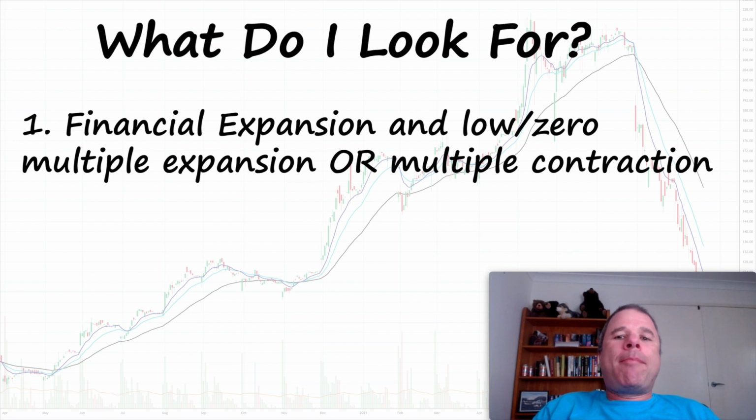So what do I personally look for? I do look at this all the time. Every single time I look at a company, I just want to see why the share price has been increasing over a long period of time. So the longer, the better. And the main things I'm looking for here are financial expansion. I'm always looking at the revenue, operating cash flow, and profit increasing through time. And if it is increasing through time, I prefer to see very low or zero multiple expansion, or preferably, if I'm comfortable with the future growth of a company, multiple contraction.